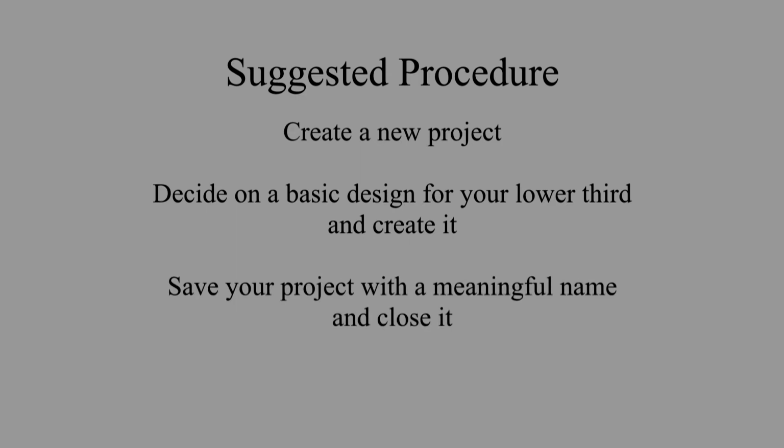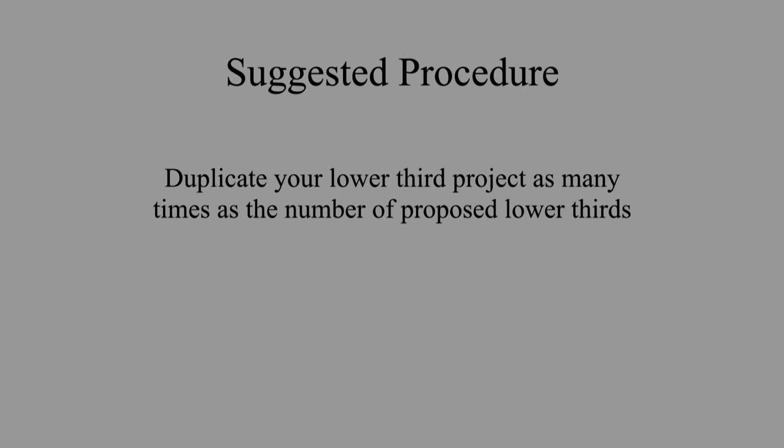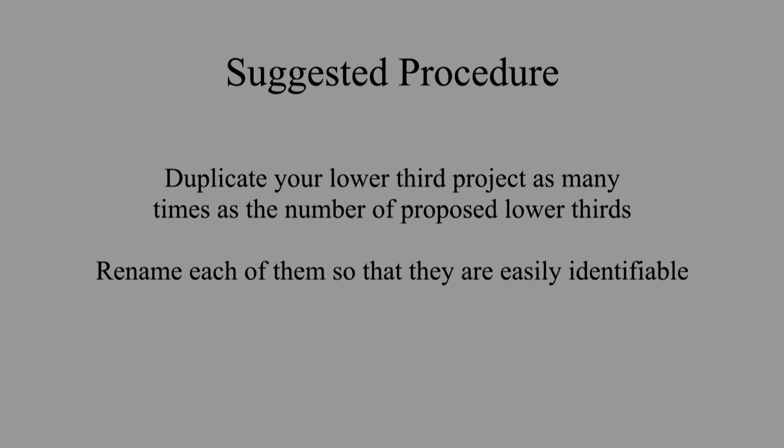Save your project with a meaningful name. You need to be able to reliably identify it from within your main project. My suggestion would be to name it something like Lower Third 01. In Windows Explorer, copy this project and paste it multiple times until you have enough projects to populate your timeline with lower thirds. Rename each project so that they can be placed in the correct position in your main project. Again, my suggestion would be Lower Third 01, Lower Third 02, etc.